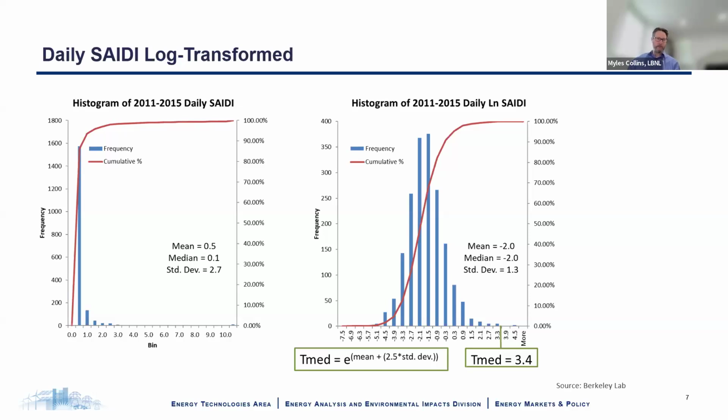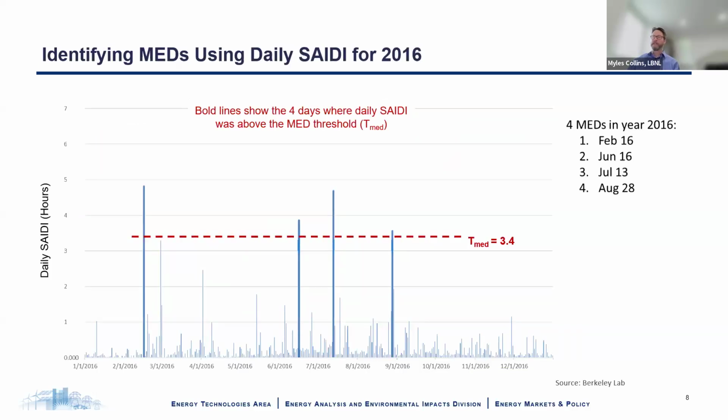So once we find that normal distribution, we find the average of the logarithms. We find the standard deviation of the logarithms, and then we compute TMED, or the threshold, using the formula e to the mean plus 2.5 standard deviations. We get a TMED of 3.4, meaning that any day with a daily SAIDI greater than that threshold value would be classified as an MED. And if you go to the next slide, we see for the following year, 2016, we have that threshold set at 3.4, and we've identified 4 MEDs, which we would remove from the data when we're calculating those reliability indices. Next slide.